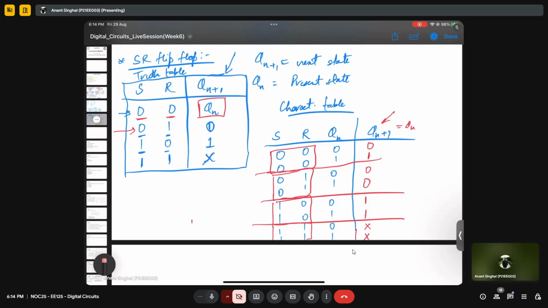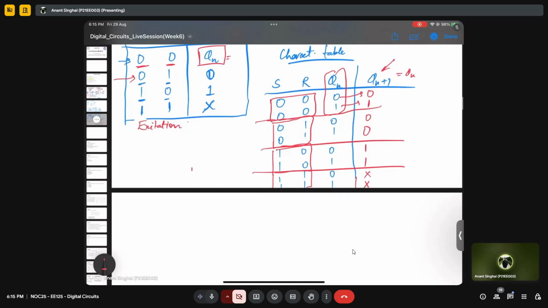Similarly, we can also make our excitation table. Again the first one, when both S and R are 0, Qn plus 1 is basically equal to Qn, right? So Qn is this present state. Whatever the Qn is, I have just written it here. Is it clear? Okay. So similarly, we can make the excitation table in which we have Qn and Qn plus 1 as the inputs and S and R as the outputs.